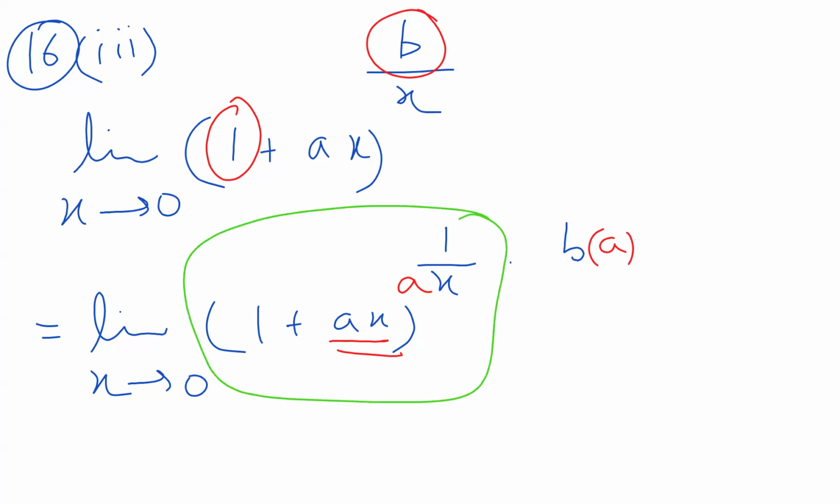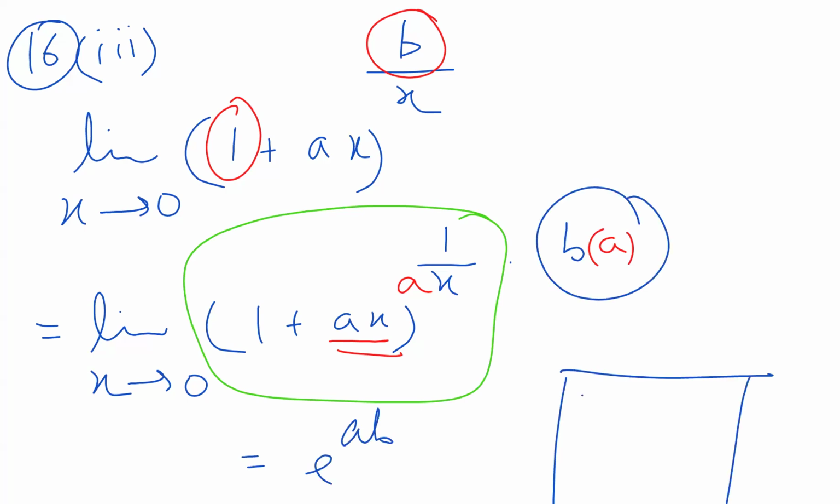Now this part is e and this is ab. X approaches 0, ax also approaches 0.